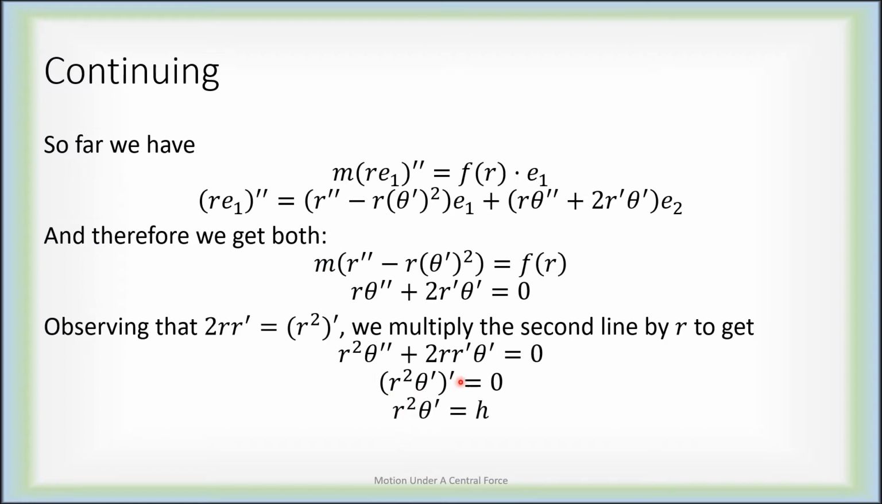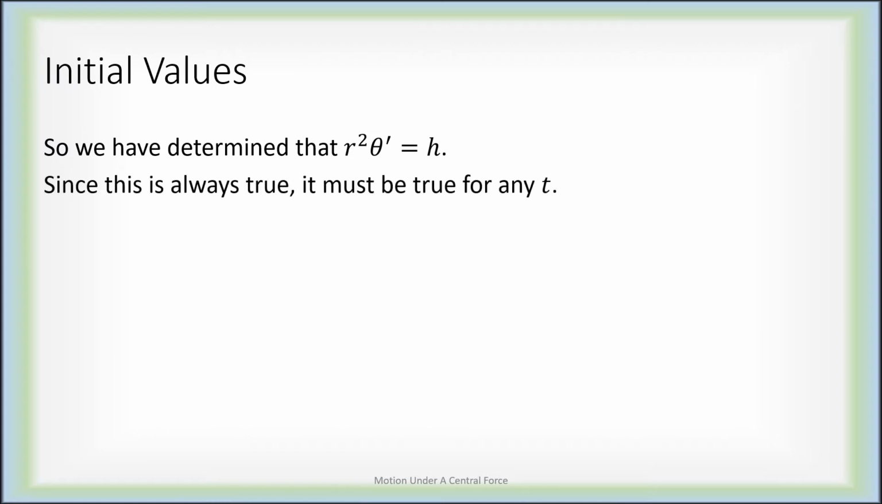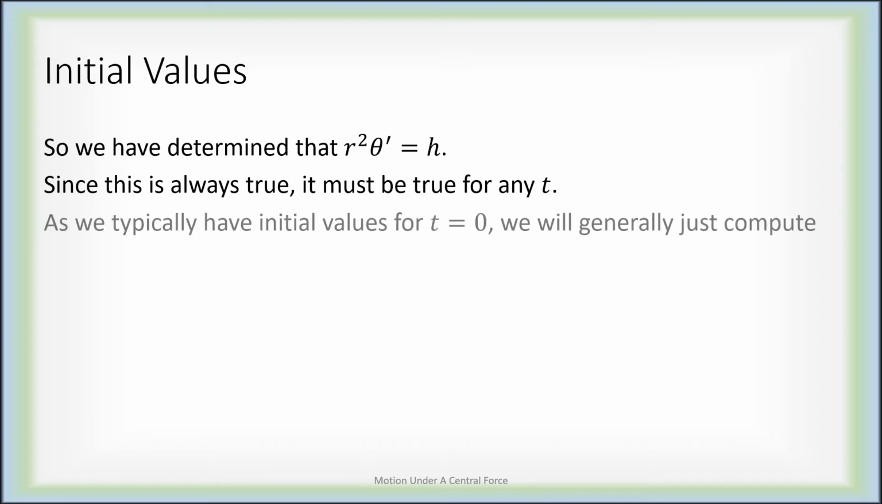If the derivative of something is 0, the derivative of r squared theta prime was 0, then r squared theta prime was a constant h. We've therefore determined r squared theta prime is always h, a constant. But that's true for any time t. It's typically going to be easiest then to use t equals 0, because that's what our initial conditions will almost always be given as. So h must be r of 0 squared times theta prime of 0.